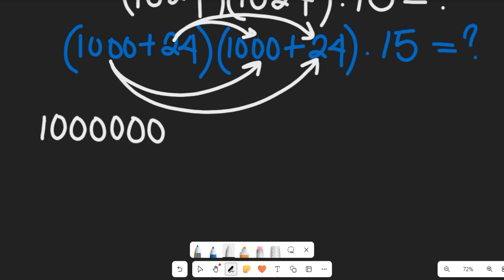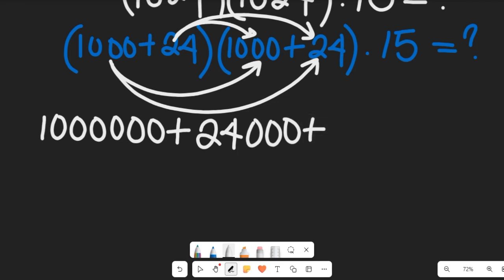6 zeros, and this will give me plus 1000 times 24. I'll have 24, and the zeros, 3 zeros, 1 2 3, right? Plus this will also give me 24 plus the 3 zeros, plus this will give me what? 24 times 24 will give me 576.